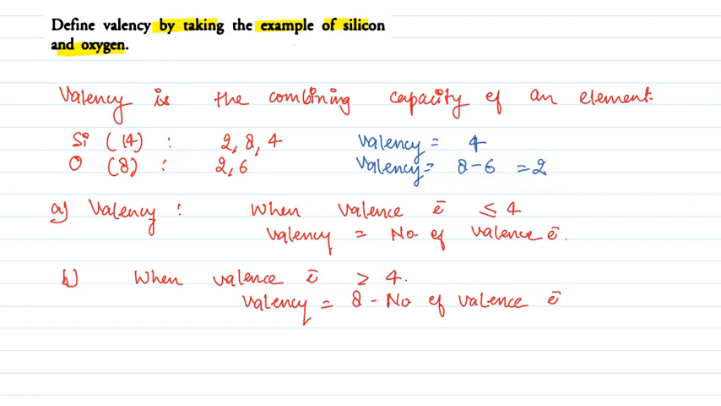So this is the valency, means ऑक्सीजन की कंबाइनिंग कैपेसिटी जो है वो 2 है, मीन्स ऑक्सीजन 2 बॉन्ड बना सकता है एंड सिलिकॉन 4 बॉन्ड बना सकता है. So this is how we define the valency.